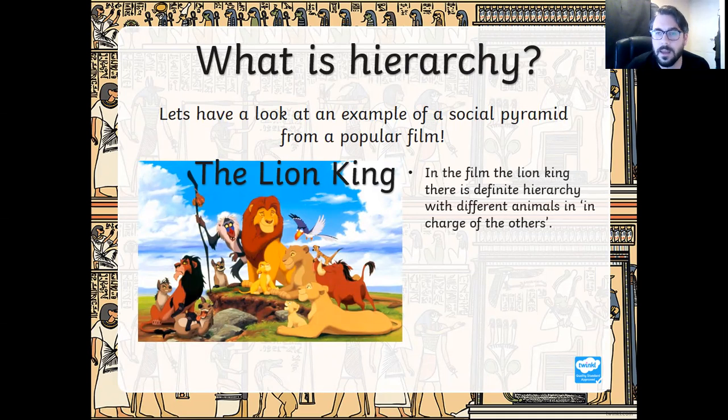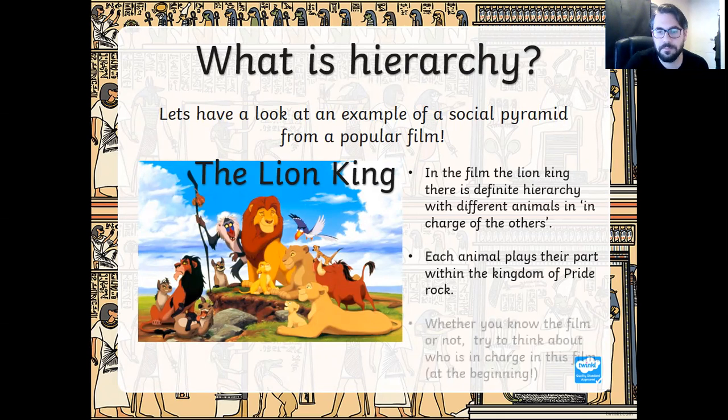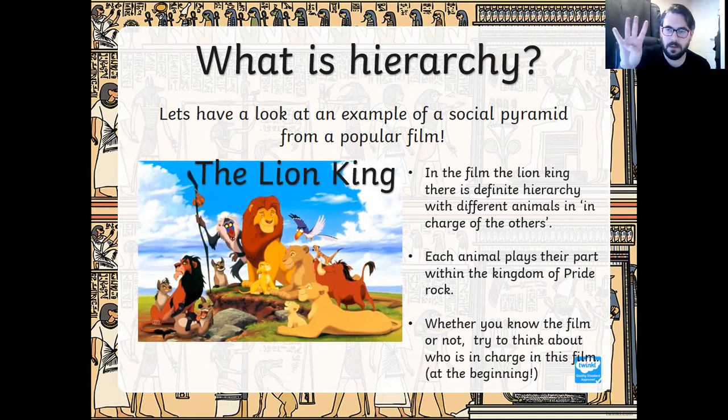In this film, The Lion King, there is a definite hierarchy with different animals in charge of one another. Each animal plays their part within the kingdom of Pride Rock. That's the name of the place, Pride Rock. Whether you know the film or not, try and think about who is in charge in this film, especially at the beginning. Think about the title of the film and maybe pause this video. You don't need to draw anything or write anything, but just think, who do you think is in charge? And in 5 seconds, we'll have a look.